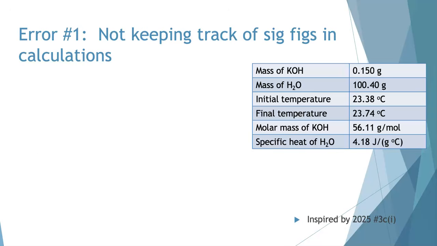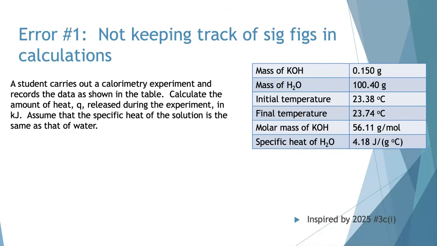Let's go through this calculation. A student carries out a calorimetry experiment and records the data as shown in the table. Calculate the amount of heat Q released during the experiment in kilojoules. Assume that the specific heat of the solution is the same as that of water. So we know with these kinds of calculations, we're using our MC delta T formula, and delta T, of course, is T final minus T initial. We need to pay attention to that because it does affect the sign of our answer.